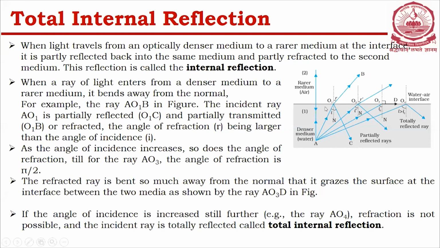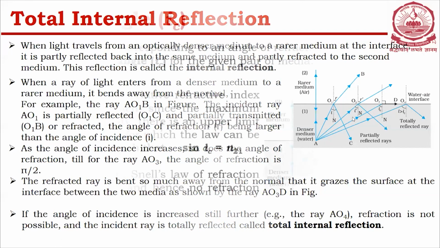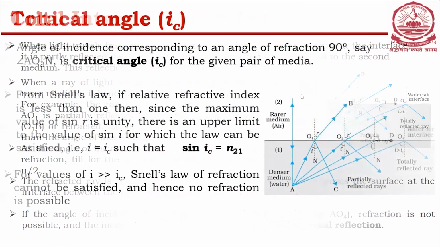Actually, one by one, when you increase the angle of incidence, first is i dash and then IC. IC is your critical angle. You can see how this angle is a perpendicular angle, and there is no more refraction at the critical angle. If the angle of incidence is greater than the critical angle, there is no more refraction, only reflection takes place. That is called total internal reflection. So this is another way to explain this.